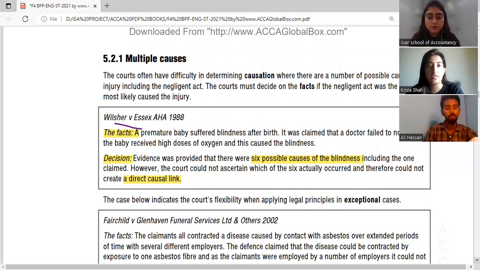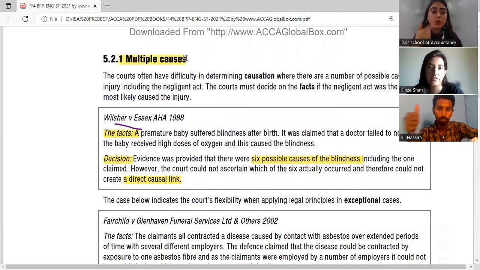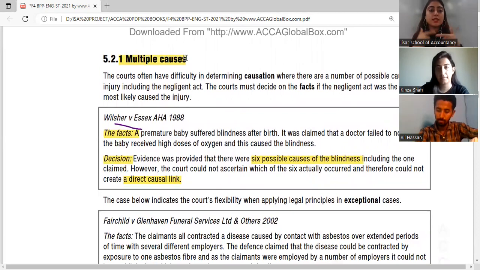So this is the major cause. But actually, when the court got all the evidence, they got to know that there were six major factors due to which the blindness occurred. And therefore, we cannot blame the doctor for the oxygen. This is known as multiple causes.